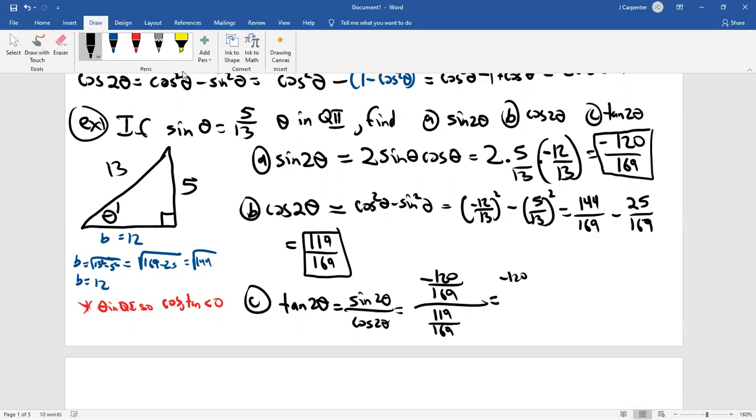So this is negative 120 over 169, the top fraction. Change it to times. Flip the bottom fraction. I'll use color for that. So times 169 over 119. You see the 169s will cancel, and you just end up with negative 120 over 119, a much more efficient way to do it.